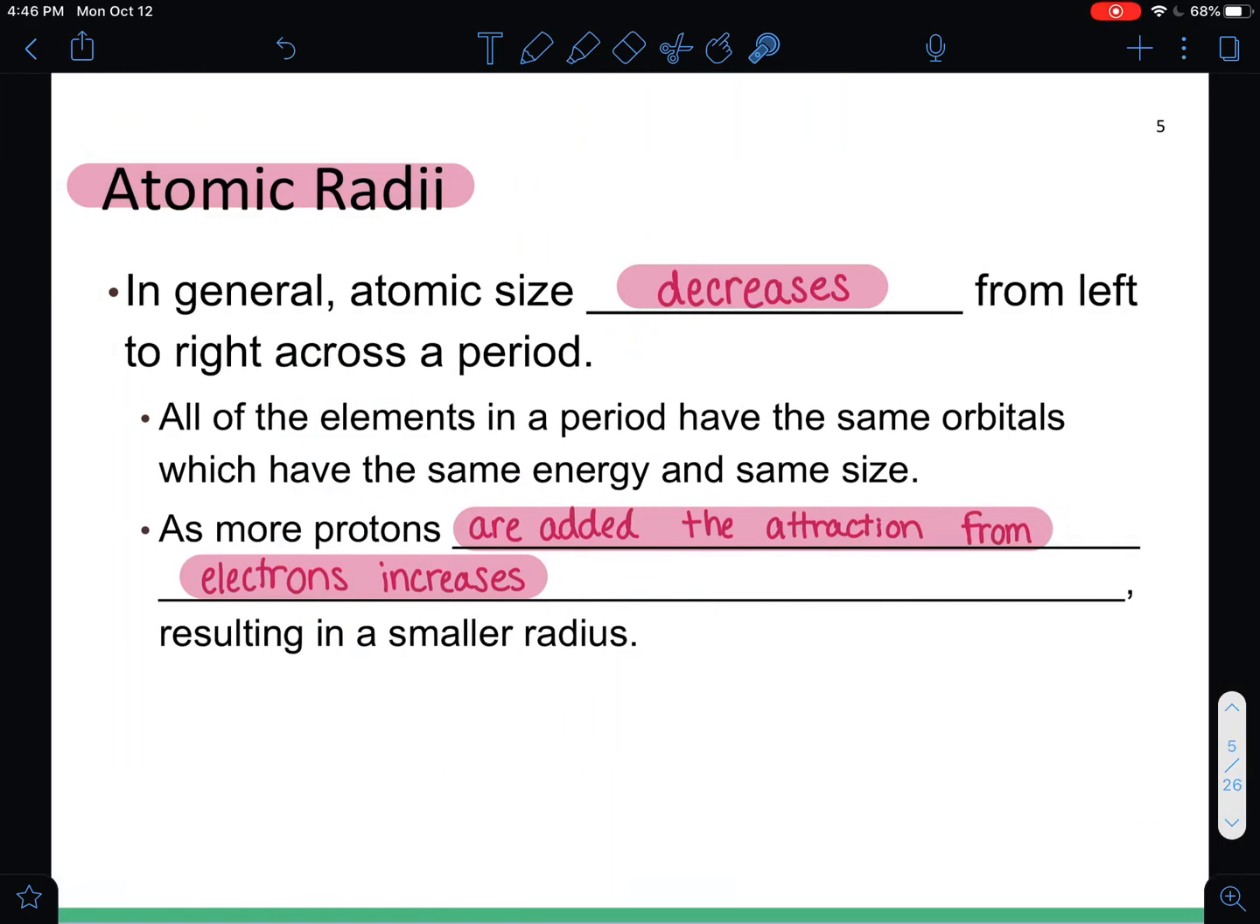Now, going horizontally on the periodic table across the periods, the atomic size actually decreases going left to right across a period. Remember that if elements are in the same period or same row on the periodic table, they have all of the same orbitals, the same shells, and therefore have the same energy. But as more protons are added going left to right, because the atomic number increases, the attraction from the nucleus increases, pulling the electrons closer to the nucleus, resulting in a smaller radius.